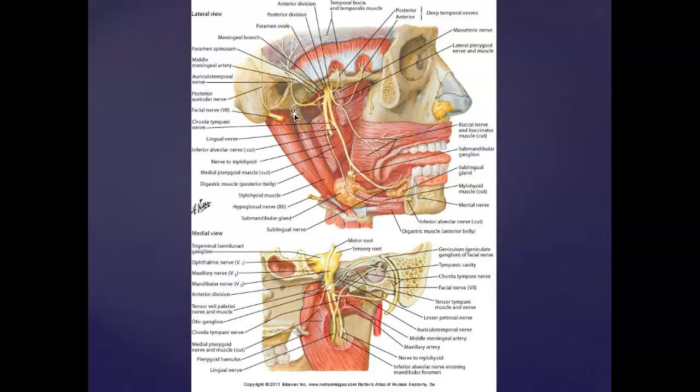And the medial and lateral pterygoid muscles are right here. Here's the lateral pterygoid muscle. Here's the medial pterygoid muscle. These both help to pull the jaw forward or protrude the jaw. The medial pterygoid will also be involved more with elevating the jaw than the lateral pterygoid.